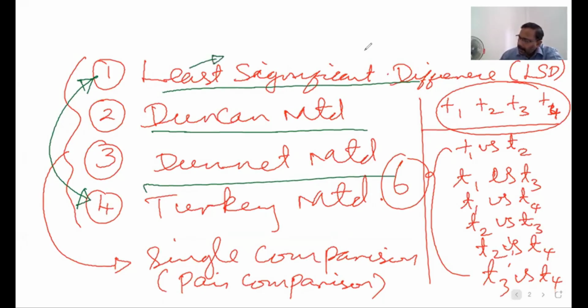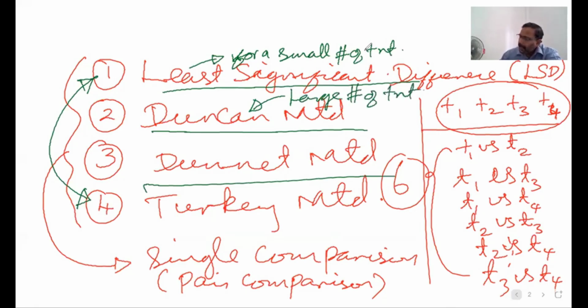LSD is done for a small number of treatments. When you have 3 treatments, 4 treatments, even 5 treatments, small number of treatments. Duncan is done for a large number of treatments. When you have, let's say, 8 treatments, then Duncan is better. You will learn all these theory later, right?